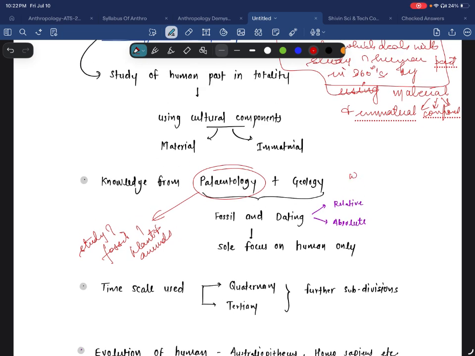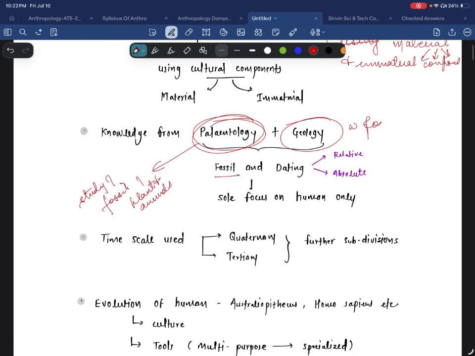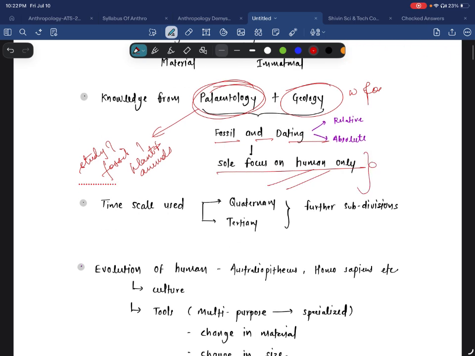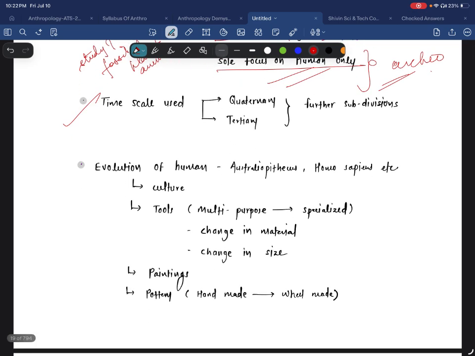We can get the knowledge of archaeological anthropology from the fossils, that is paleontology, geology, right? Fossils and dating, sole focus on humans only. The focus of archaeology was only humans. In this, we can use the time scales. We talk about the evolution of humans from culture, tools, paintings, potteries.